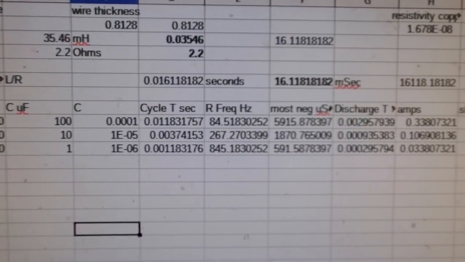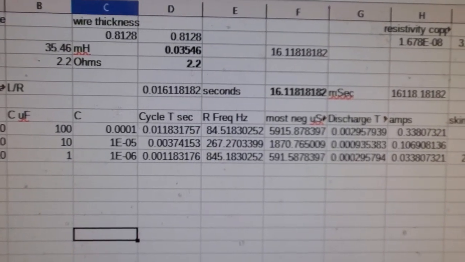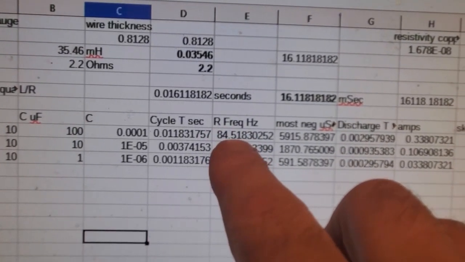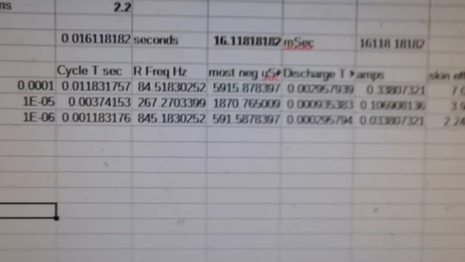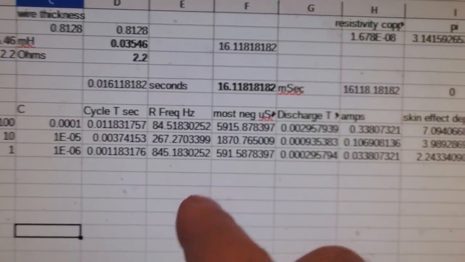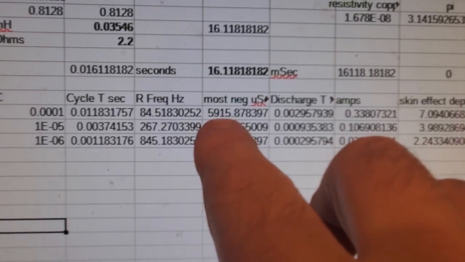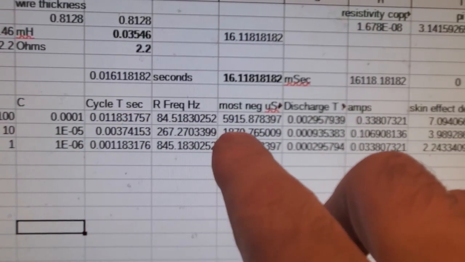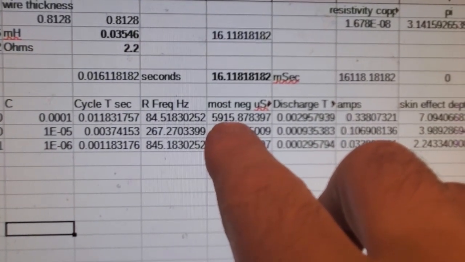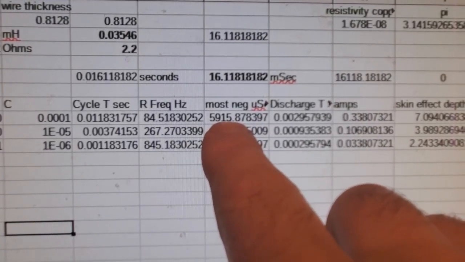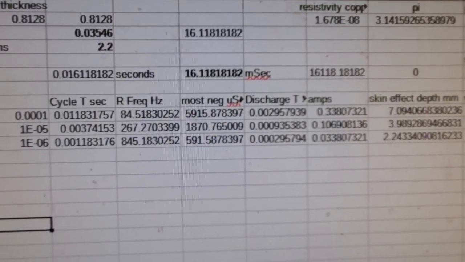The resonant frequency would be 1 over that, 1 over 2 pi times square root of LC. So the resonant frequency would be 84. However, that's wave crest to wave crest. So what's the point where it goes most negative? It would be half of that, or 5,915 microseconds. Now, that's when it went most negative.